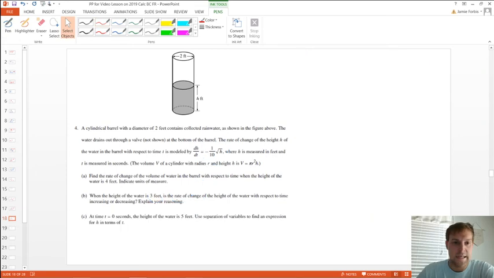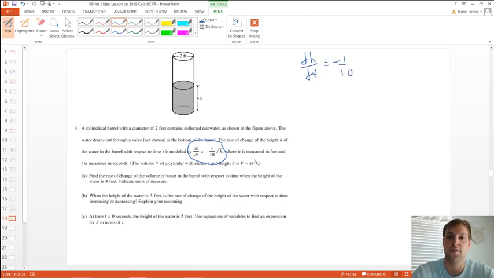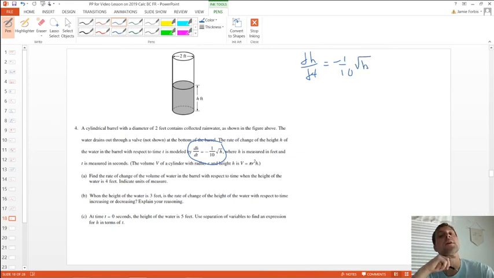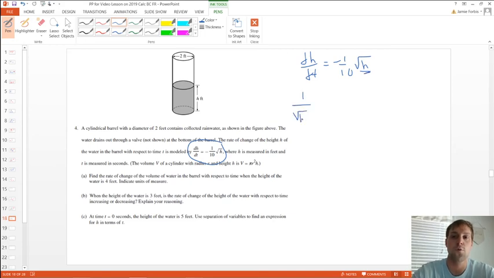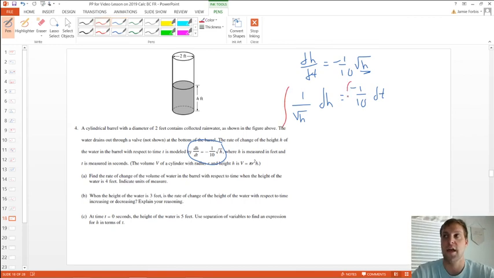And then lastly, C says at time equals 0 seconds, the height of the water is 5, and we're going to use separation of variables to find an expression for h in terms of t. So separation of variables, it wants me to figure out what h equals given its derivative. So I know that dh/dt is equal to -1/10 square root of h. If I separate the variables, I can bring the square root of h to the other side, and I can say we got 1/root h dh is equal to -1/10 dt. So we separated the variables. We got the h's on the left and the t's on the right, and we're going to integrate each of those pieces.